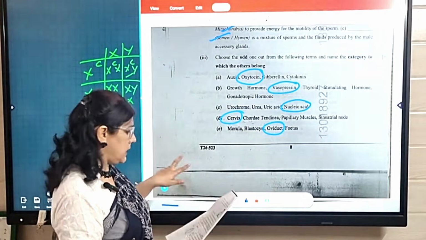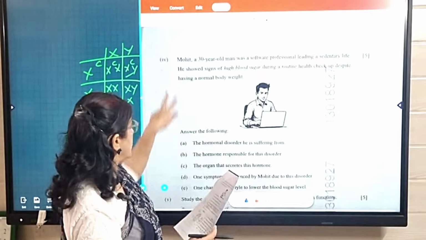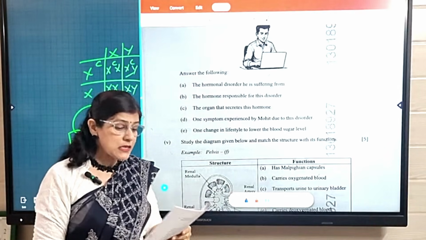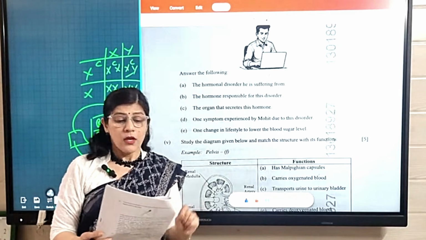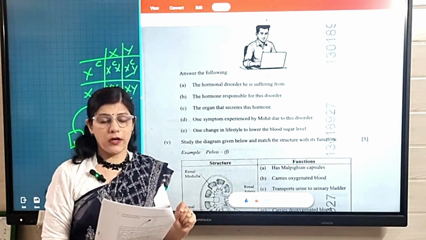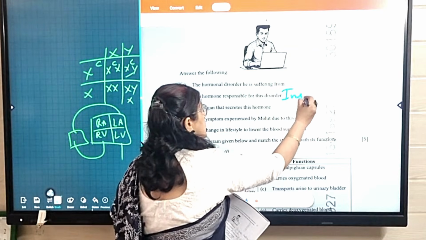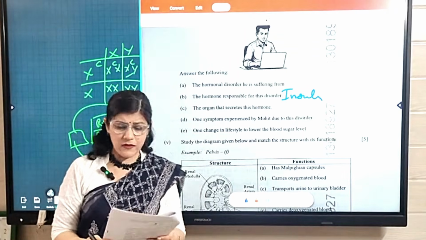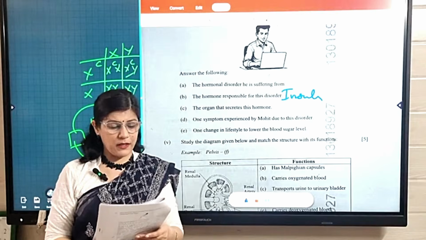In the fourth part, answer the following. The hormonal disorder he is suffering from. This is diabetes. Mellitus you have to again mention. Diabetes तो करेंगे, mellitus भी आना चाहिए. The hormone responsible for this disorder is insulin. The organ that secretes this hormone, pancreas. You know beta cells of Langerhans आप कुछ भी लिख सकते हैं, पर आपका organ पूछा गया तो pancreas.